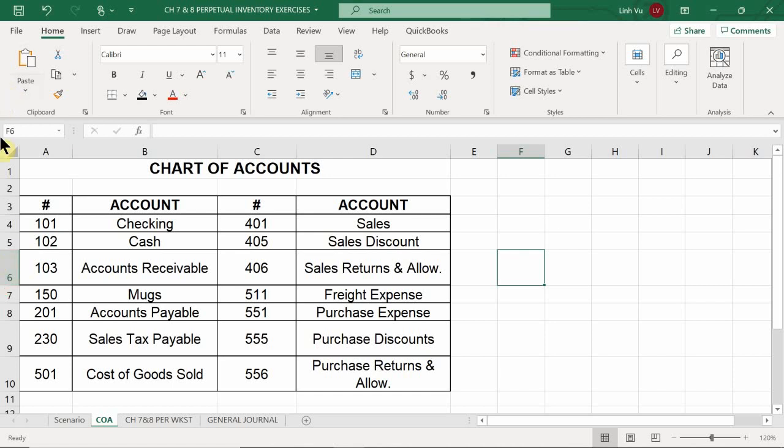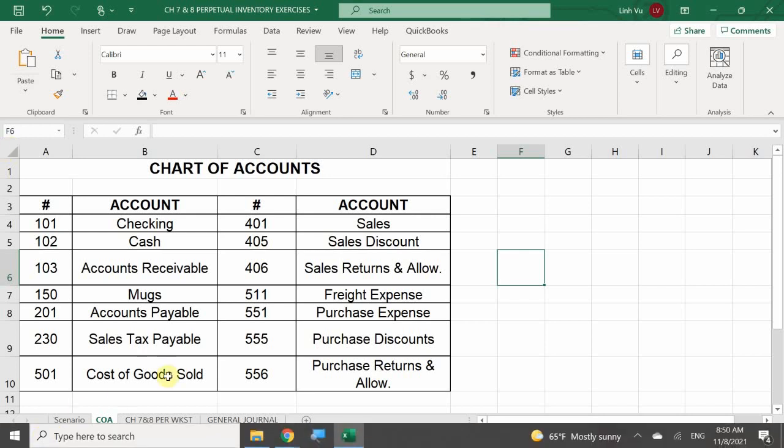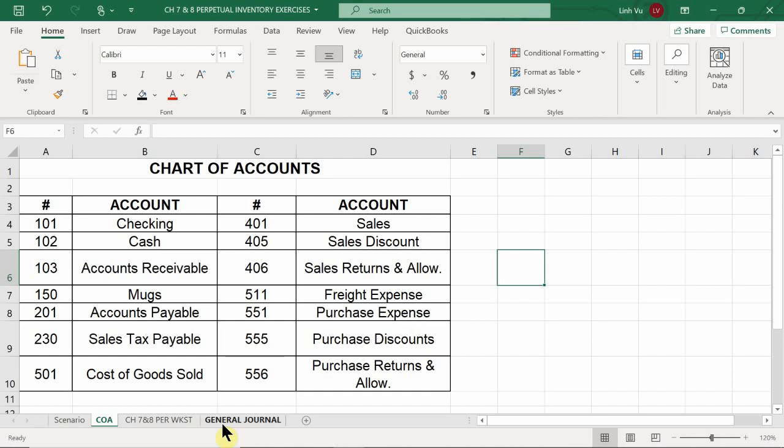I sold 10 mugs for cash, with cash, sales tax payable and cost of goods sold. Okay, cost of goods sold is going to be the second part. But that's not going to be together in that one same journal.